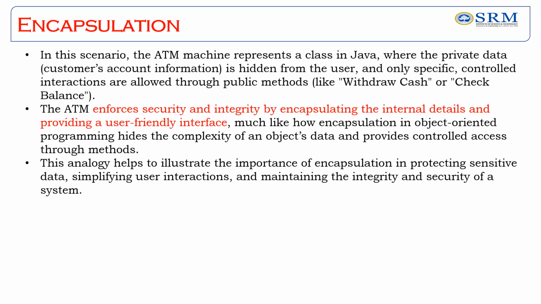And next, in this scenario, the ATM machine represents a class in Java where the private data is hidden from the user. And this ATM enforces security and integrity by encapsulating the internal details such as PIN number, customer transaction history and all. And this analogy helps to illustrate the importance of encapsulation in protecting sensitive data, simplifying user interaction, and maintaining the integrity and security of your system.